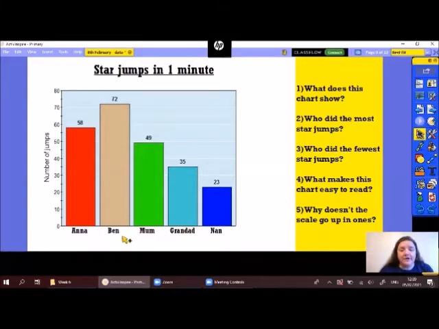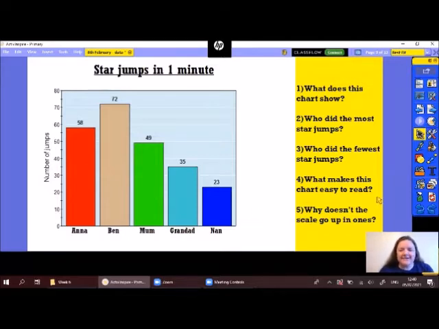Question 3, who did the fewest star jumps? So if we're looking for fewest, that's the same as least. So we're looking for the smallest amount. Who did the fewest star jumps? Well, the smallest bar is Nan. Looks like Nan did 23, which I think is still pretty good for a Nan.